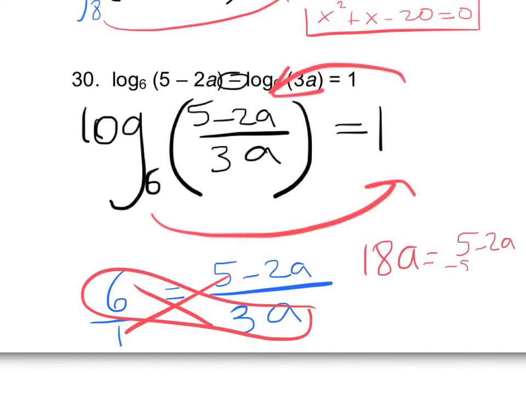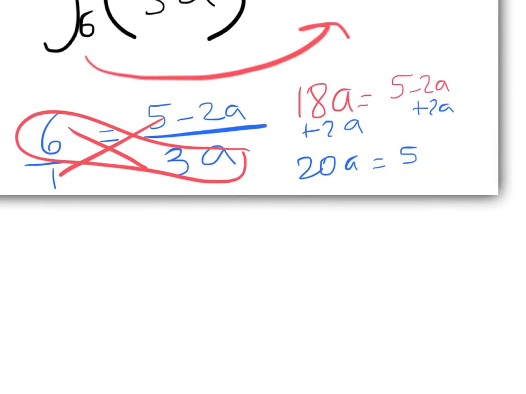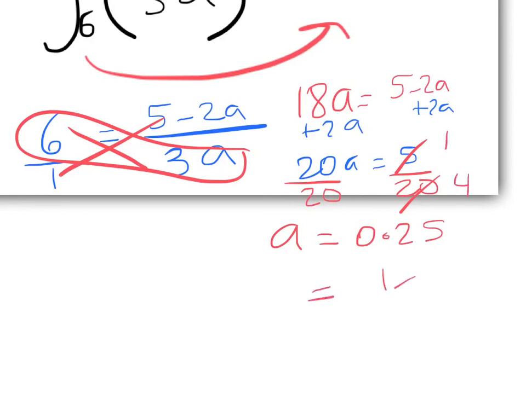So you need to isolate the a's, so I'm going to add 2a to both sides. So 18a plus 2a is going to be 20a is equal to 5. Now to find a, you have to divide by 20. So a is equal to 5 over 20. You can find it as a decimal, which is going to be 0.25, or you can just keep it as a fraction and simplify it, which is going to be 1 over 4.